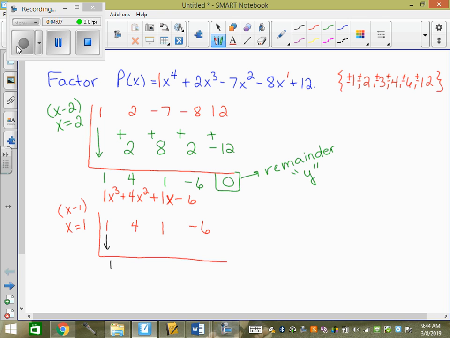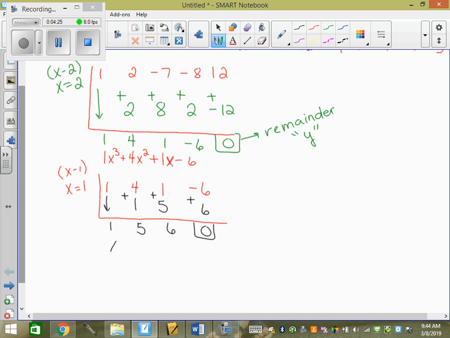Drop the 1. 1 times 1 is 1. Add it. 4 plus 1 is 5. Multiply. 1 times 5 is 5. Add it, it is 6. 6 times 1 is 6. Add it, it is 0. And then it drops down by 1 again. x squared plus 5x plus 6.